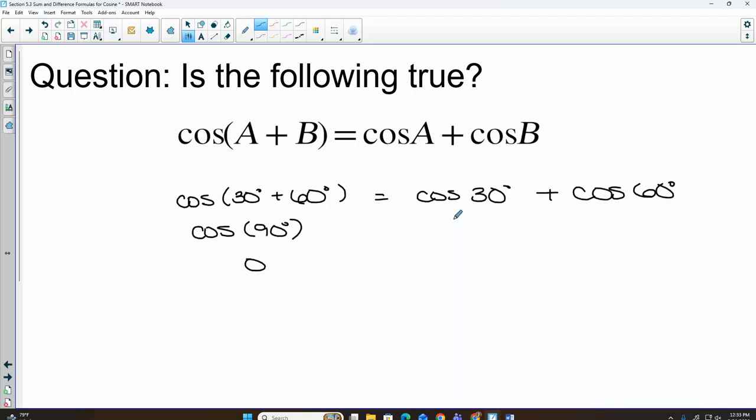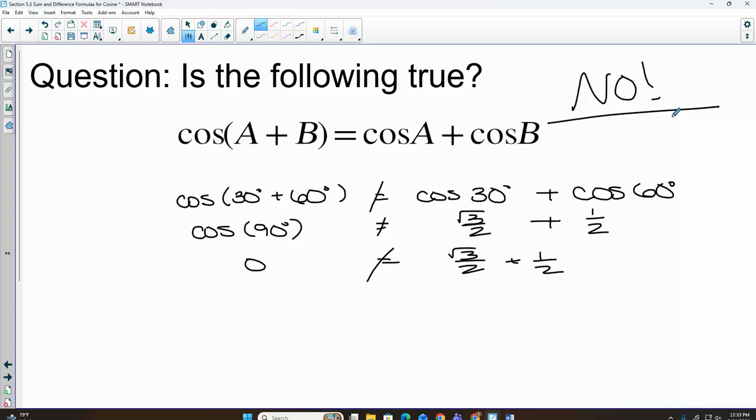What's the cosine of 30? What's the cosine of 60? 1 over 2 is a half. Is 0 equal to the radical 3 over 2 plus 1/2? No. So these are not equal. So if you have a cosine of 2 things added together, you can't distribute the cosine to each of them.